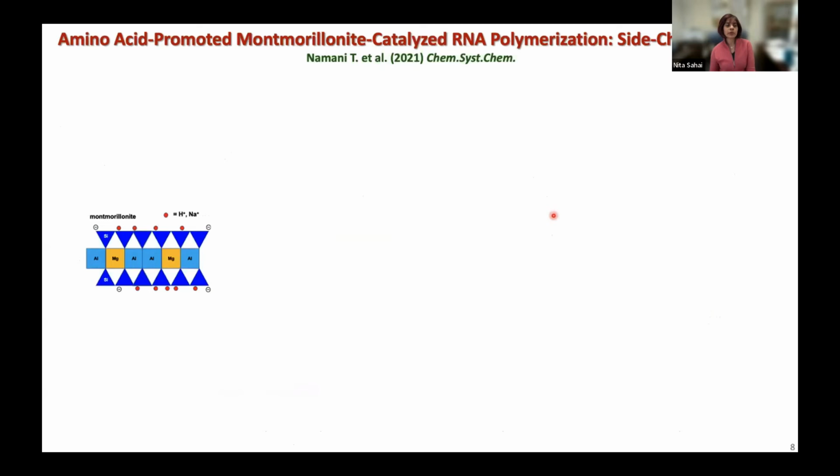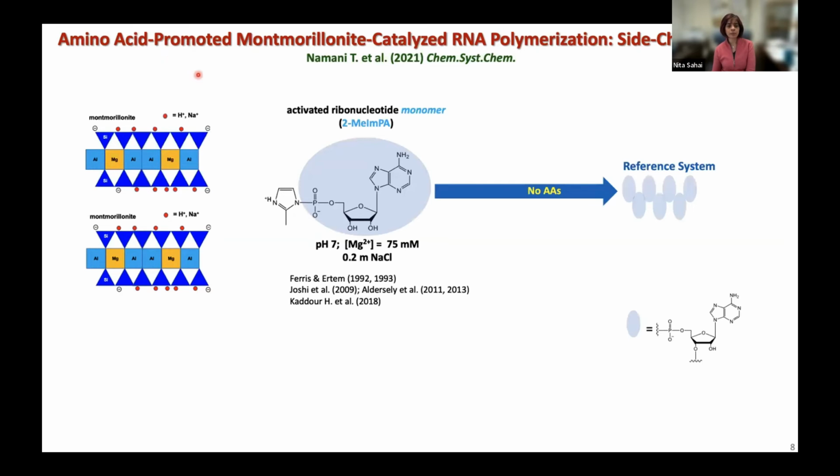So what we did was, let's look at how amino acids, which would have been around in the environment, may have affected this whole reaction. And so Trishul Namani, my postdoc, looked at the addition of, here's your activated RNA monomer, here's the clay mineral, here's the classic Ferris. If you use no amino acids, you get an RNA oligomer of about 8mer.